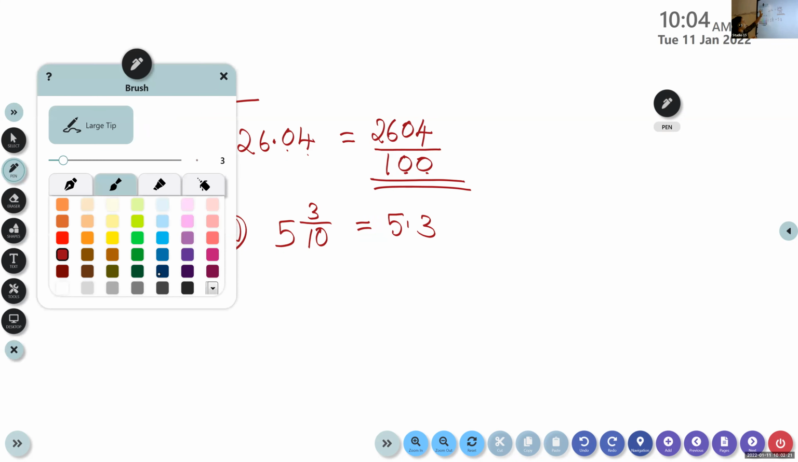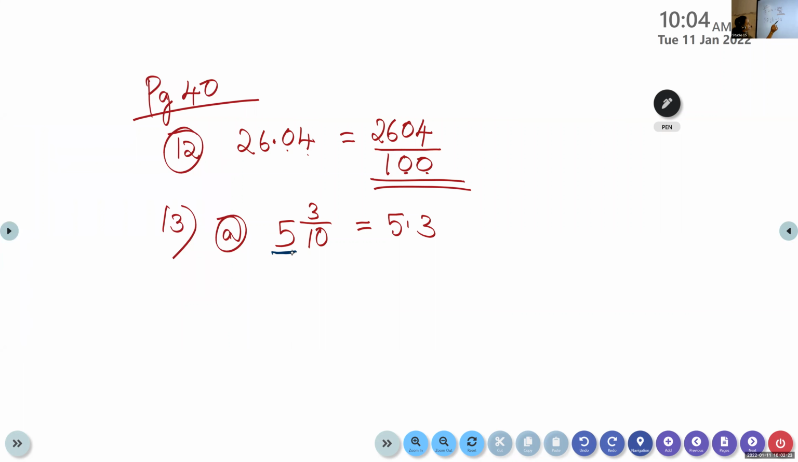How can we write here? Write the integral part the same. Here the integral part, you will write 5. Then here only 10. So after the decimal point, we have only one digit. So write the numerator. 5.3. So, question number B.